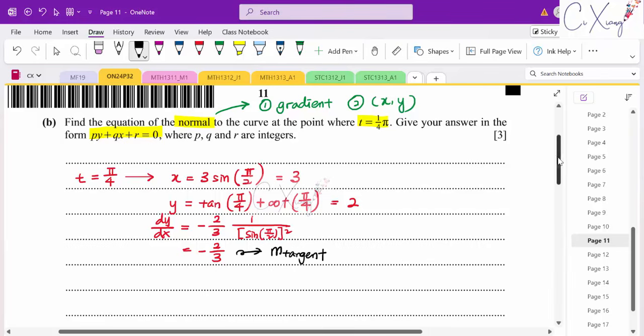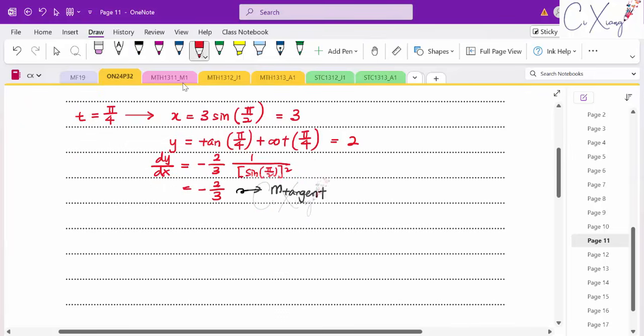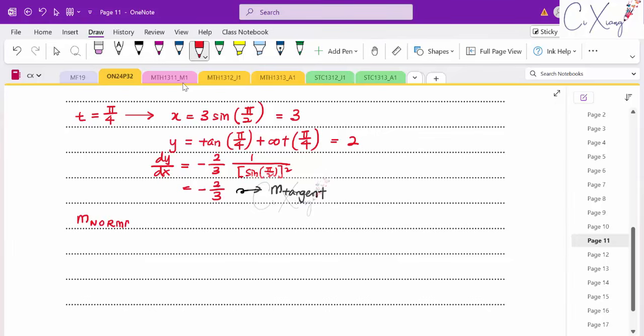Okay, then now I want to get the gradient of normal. So how to get the gradient of normal? You know that when you're having a pair of perpendicular lines, their gradients multiplied together will get the value -1. So to get the gradient of normal, it is equals to -1 divided by -2 over 3. Therefore, you should get +3 over 2.